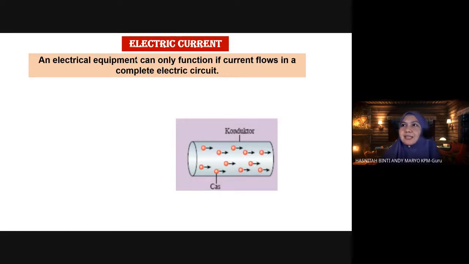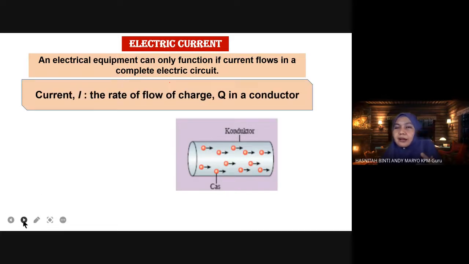Okay, class, electric current. Before we go to what is electric current, we look at the situation first. An electrical equipment can only function if current flows in a complete electric circuit. A complete electric circuit means you have one terminal connected to the positive and one connected to the negative of the power supply, and the circuit is complete. It means when we switch on, there is electric flow, then it will produce current in the circuit. Then only your rice cooker, your iron, your heater will operate.